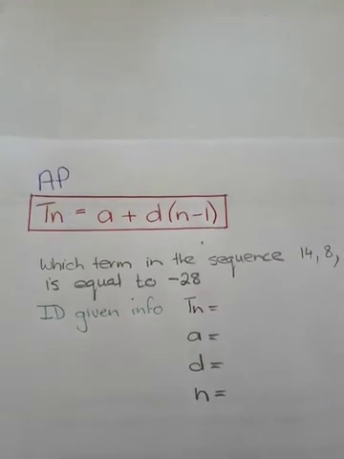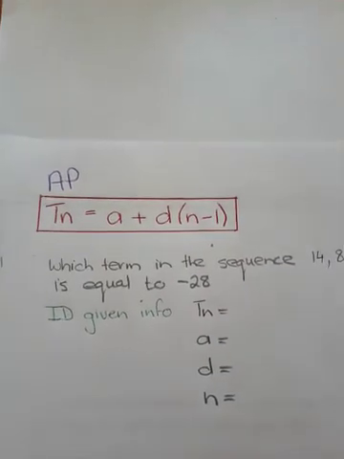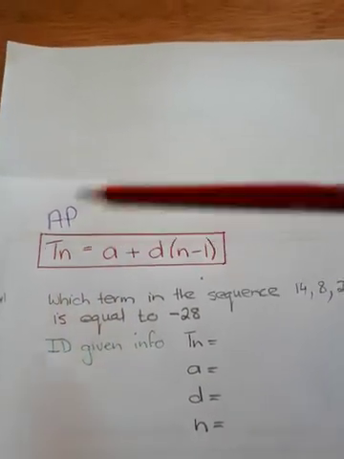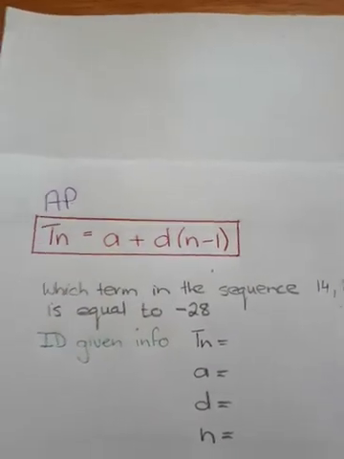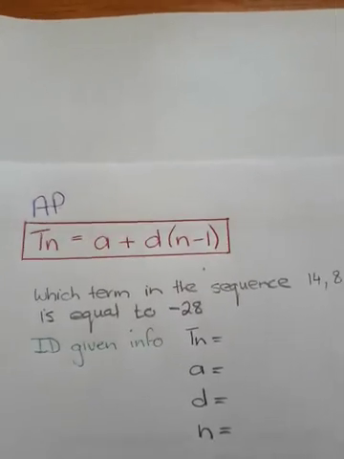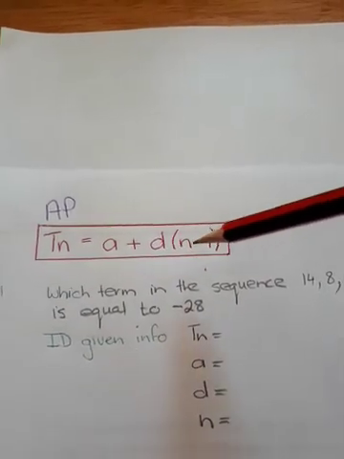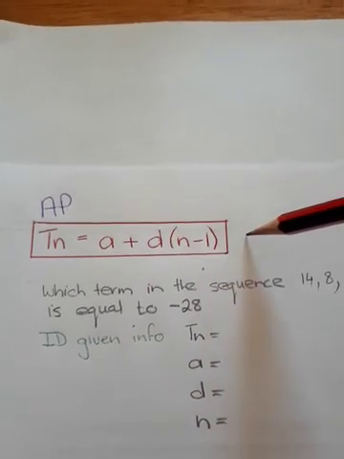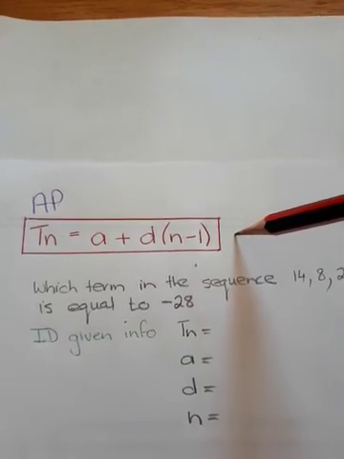Hello, this is the second part of the arithmetic progression. I have written down once again the general formula, which is Tn equals A plus D in brackets n minus 1. Once again, people, you must just simply know this formula.